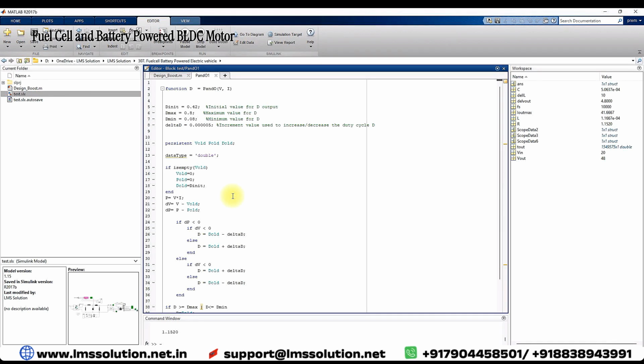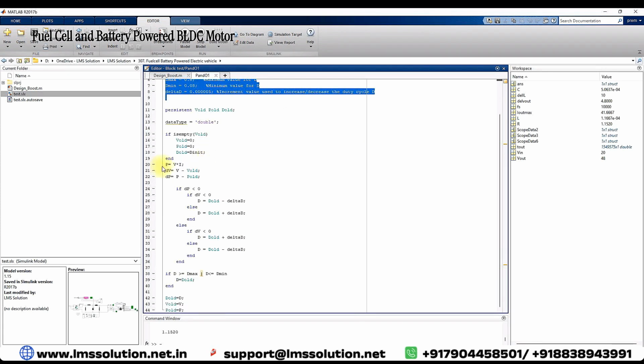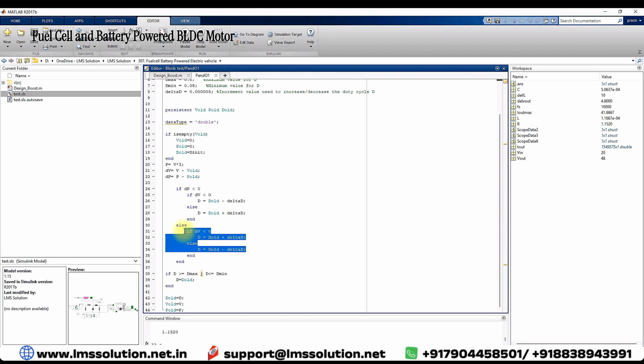Here we need to maintain four parameters: initial duty cycle, maximum duty cycle, minimum duty cycle, and small change in duty cycle. Then you have to calculate power, change in voltage, and change in power, and initialize the previous instant voltage, power, and duty cycle. Based upon the conditions of change in power and change in voltage, you need to increment or decrement the duty cycle. If the change in power condition is not true, then again you have to check the change in voltage, and based upon the change in voltage, we increment or decrement the duty cycle.